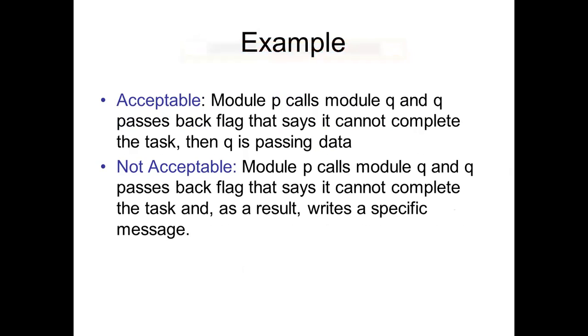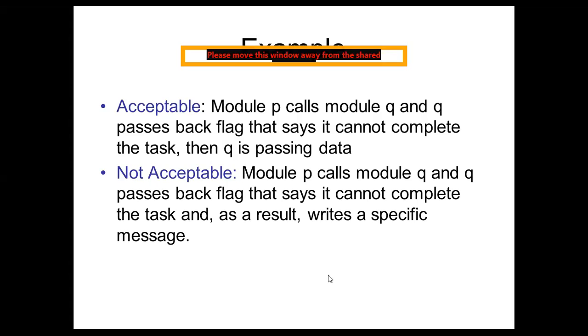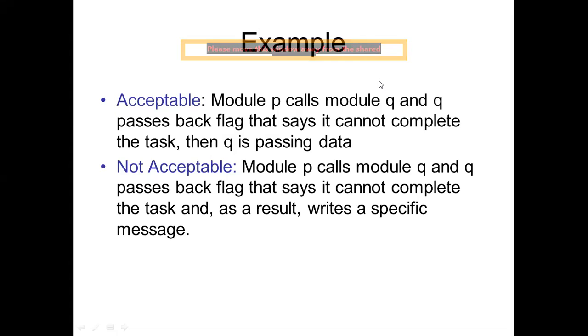Module P calls module Q, and Q passes back a flag that says it cannot complete the task. Then Q is passing data. This is a situation that arises during programming. It depends on the circumstances of the programming, how the modules pass data to each other, or call each other, and what type of data we are going to call. If it happens like this, then we can say acceptable, otherwise not acceptable.